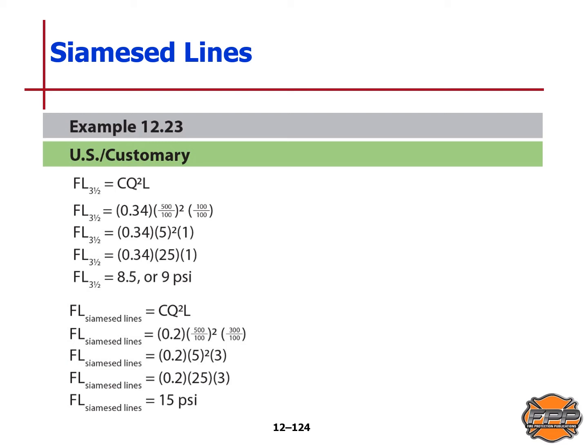Now for Siamese lines, you have friction loss at Siamese lines equals C Q squared L. The friction loss at Siamese lines equals 0.2 times 500 divided by 100 squared, that's your hose length, divided by 100 squared, times 300 divided by 100. So you work out the math. Your friction loss at Siamese lines equals 0.2 times 5 squared times 3. The friction loss for Siamese lines equals 0.2 times 25 times 3. And when you finish calculating out the math, you get a friction loss at Siamese lines of 15 psi.